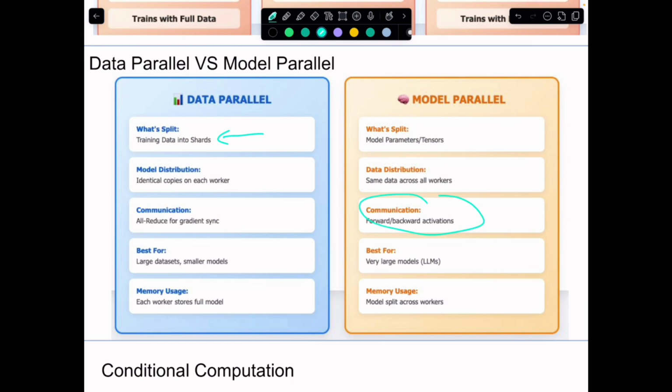Actually, in today's large language models, the model is usually very large, with billions of parameters. So model parallel is already widely used and essential for large language model training.